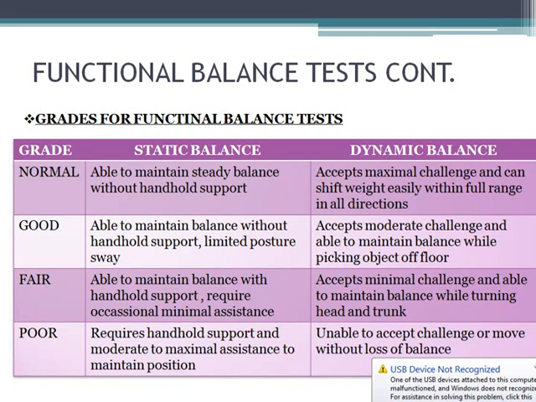In dynamic balance, accepting maximal challenge and being able to shift weight easily within a full range in all directions is graded as normal. Accepting moderate challenge and being able to maintain balance while picking an object off the floor is a good grade. Accepting minimal challenge and being able to maintain balance while turning head and trunk is a fair grade. Being unable to accept challenge or move without loss of balance is a poor grade. So there are four grades, divided into static and dynamic, and both are different things.